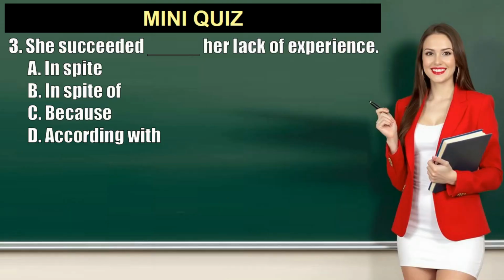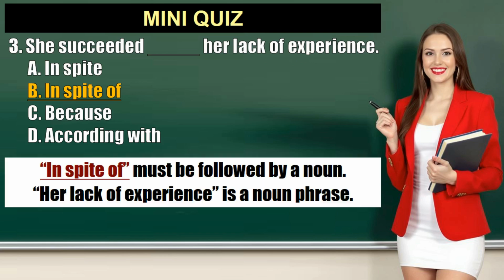Question 3. She succeeded, her lack of experience. A. In spite. B. In spite of. C. Because. D. According with. Correct answer? B. In spite of. Explanation. In spite of must be followed by a noun. Her lack of experience is a noun phrase. See? Not so scary.